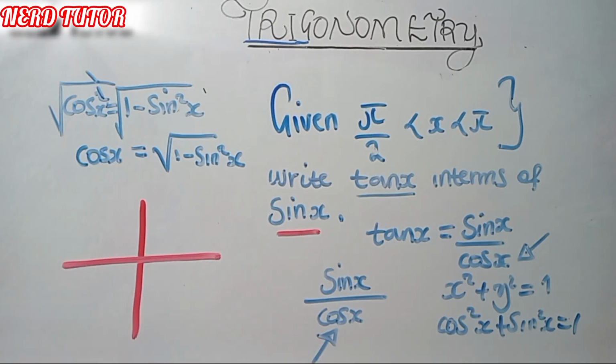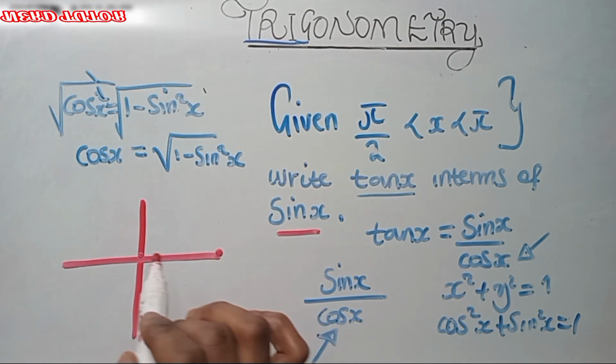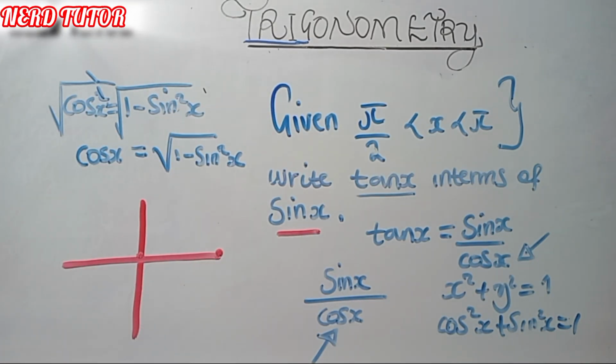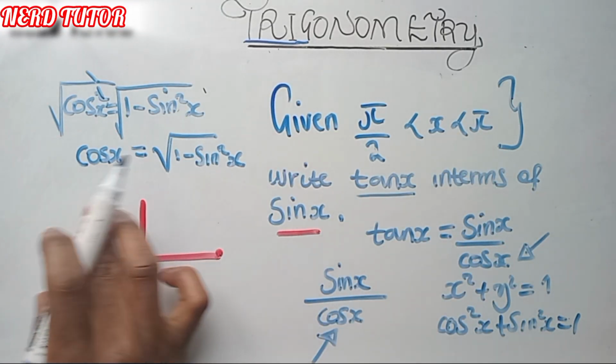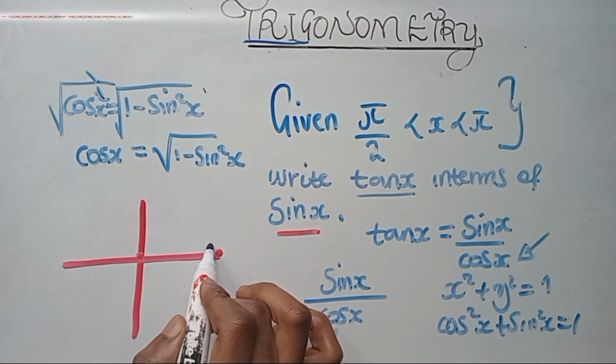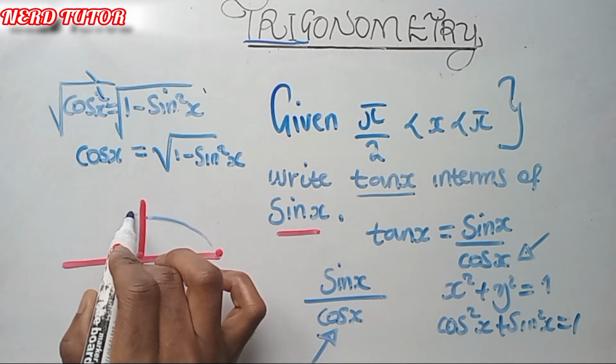So let us now try to draw the quadrants. If we have the quadrants like this, where is 90? 90 degrees, it is here. From here to here, it is 90 degrees. So now what we are having here is x is greater than 90. So meaning this x has passed this line going this side. So it is here now.